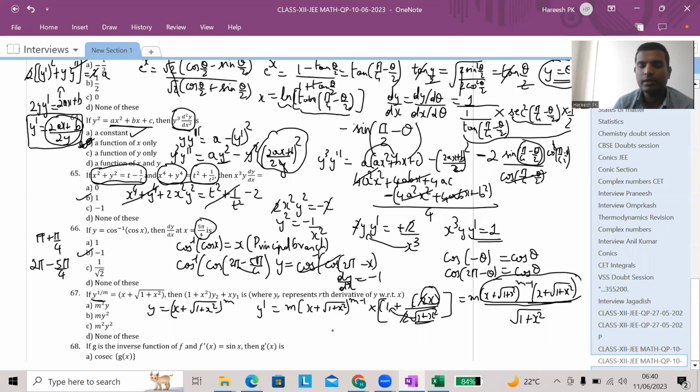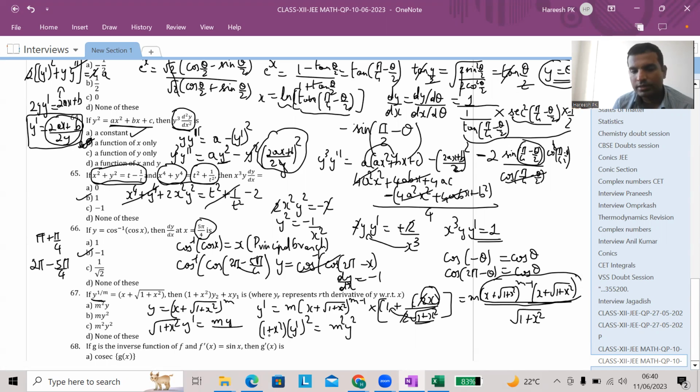So we end up getting y dash is m y by root 1 plus x square. That denominator I'll cross multiply here. And then I'll square on both sides. So I'll get 1 plus x square into y dash whole square is equal to m square y square. Now I differentiate once, then I'll get the answer.